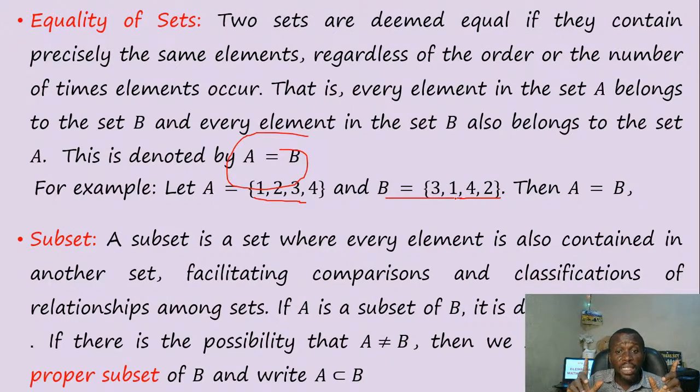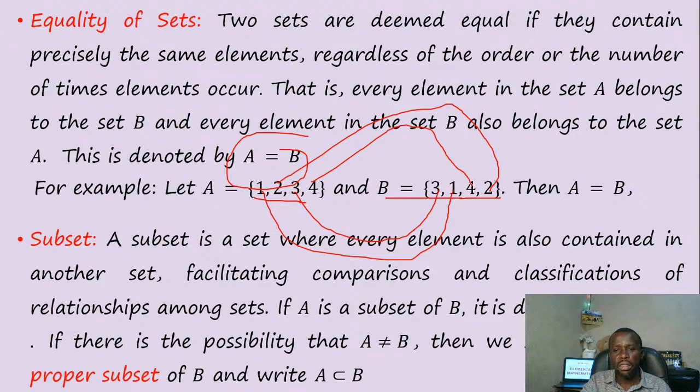Well, what we have to look at is whether the elements in A are also in B. One is in A, which is also in B. Two is in A, which is also in B. Three is in A, which is also in B. Four is in A, which is also in B. Okay, that is it. Now that means A equals B.